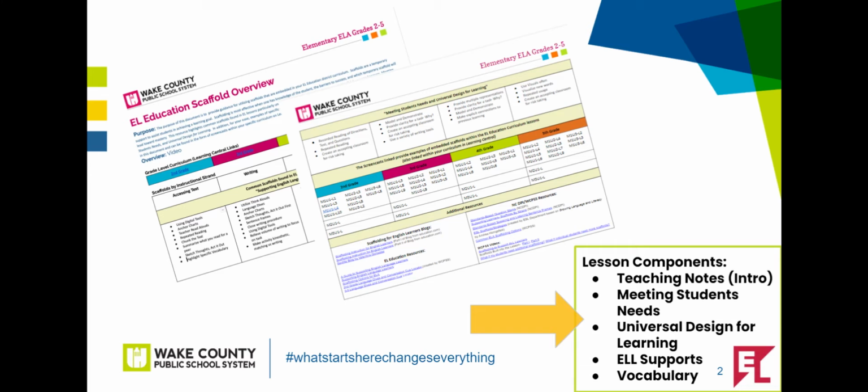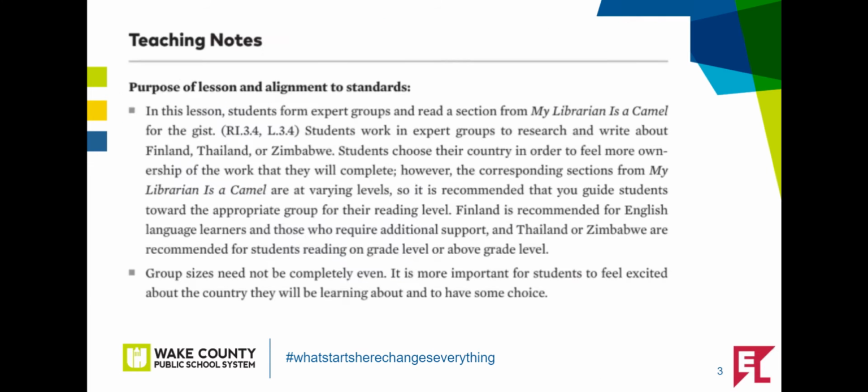The lesson components listed on the slide are where you can locate embedded scaffolds within lessons and will be highlighted throughout this presentation. In this lesson, students will form small groups to support each other in reading a new section of the text for GIST. In Lesson 5, students will revisit the same text to complete a close read, and then in the second half of the unit, students will write an informative paragraph using their research.